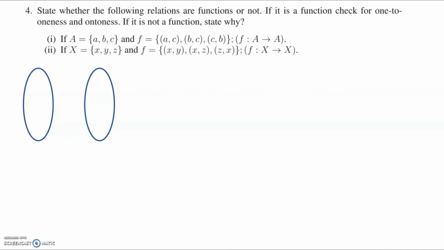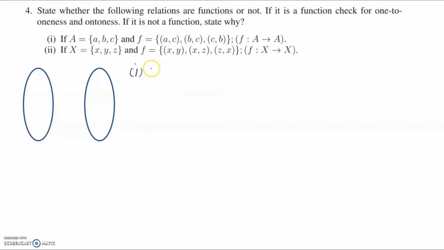In this video, we will see problems from exercise 1.3. Question number 4. State whether the following relations are functions or not. If it is a function, check for one-to-oneness and onto-ness. If it is not a function, state why. So let's look at the first one.